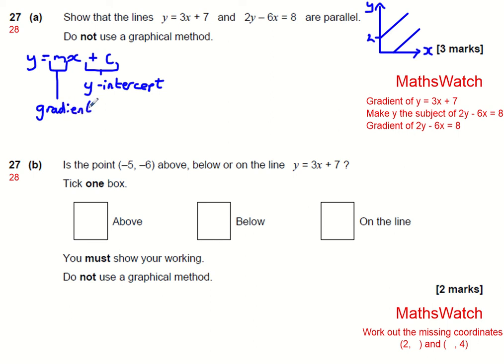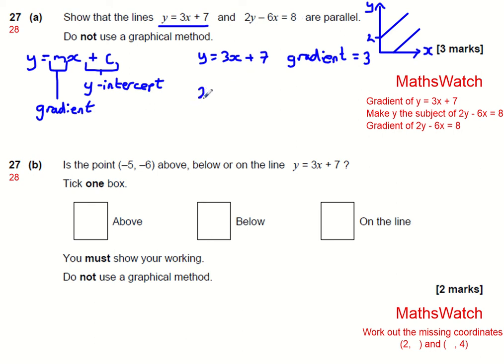So you can see from our first equation, y equals 3x plus 7, the gradient of that line is 3 because that's the number in front of the x. So for the first one, for y equals 3x plus 7, the gradient is equal to 3. To show that these two things are parallel, we now need to rearrange this second equation to try and show that that also has a gradient of 3.